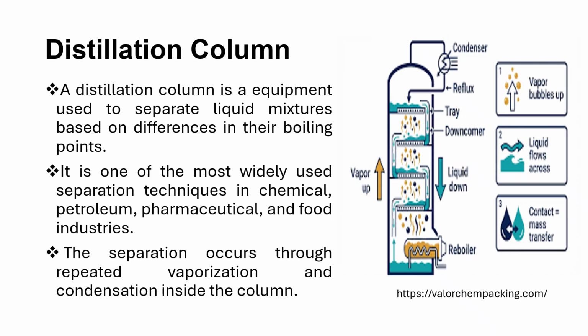Here in the picture, you are seeing the trays arranged inside the distillation column, with vapor moving upwards and the liquid flowing downward, and it is separated based on the differences in their boiling points, or volatility. The top section is known as the enriching section and the bottom section is known as the rectification section.